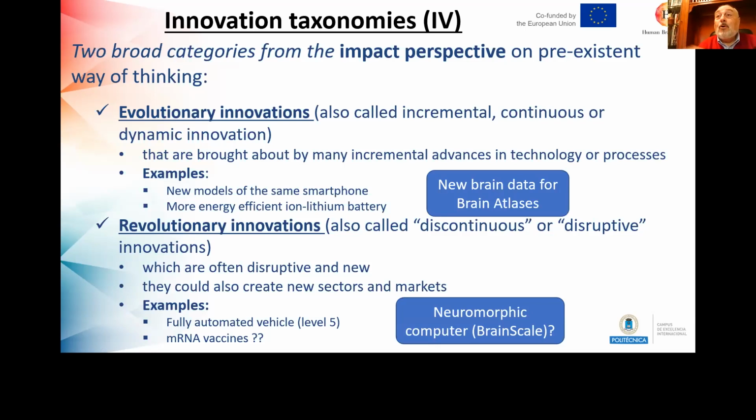Here again, you could ask to what extent part of the results in HBP could be classified here. It could be a discussion. That's in many cases not clear. In other cases, I put here question marks. It's the brain data from brain atlases, and then I'm including more things and more details. It's an incremental one. Or there's a neuromorphic computer, totally different. It's a revolutionary innovation. Well, it's not yet in the market. It could be.